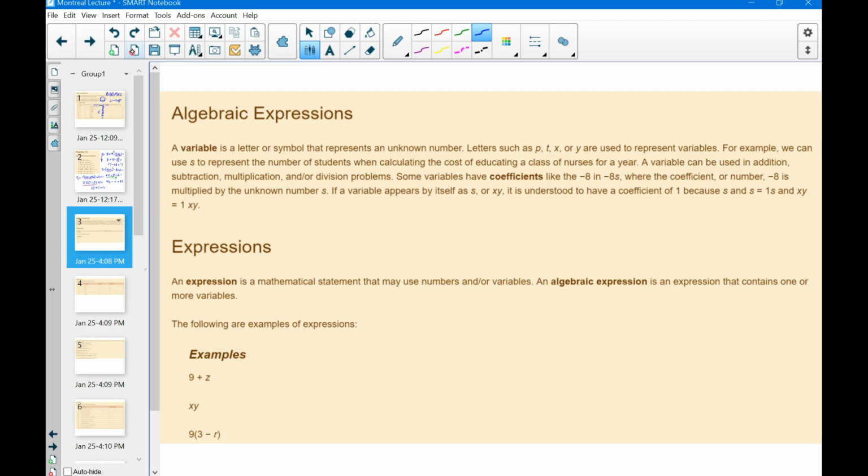An expression is a mathematical statement that may use numbers or variables. An algebraic expression is an expression that contains one or more variables. So these are examples down here of algebraic expressions, right here. Awesome.